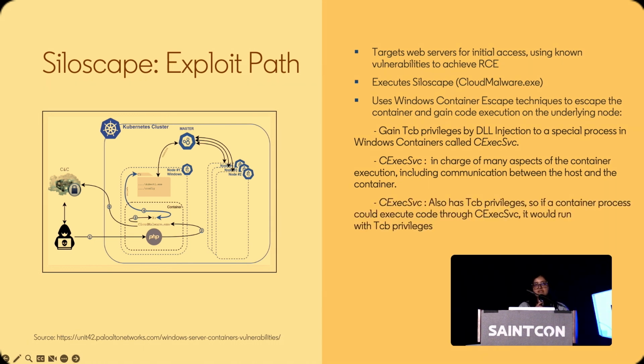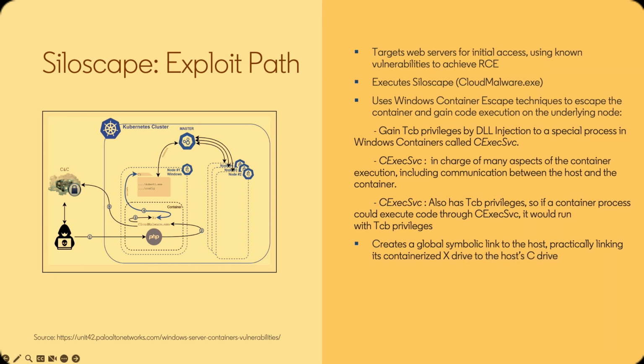Now, if a malicious process is able to execute or impersonate via this special process called cexec_svc, it would inherit all the capabilities of that process. Since cexec_svc has Trusted Computing Base privileges, obviously our malicious process has attained the same privileges. TCB privileges are powerful, and that lets our attacker create a global symbolic link to the host, practically linking the containerized X drive to the host C drive. And a successful container escape has happened at this point.